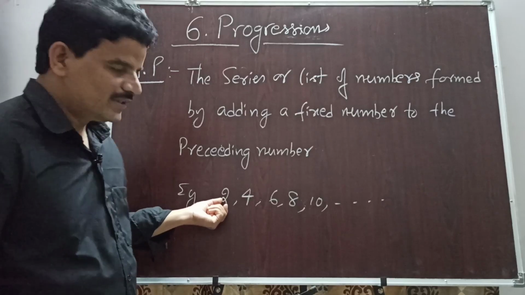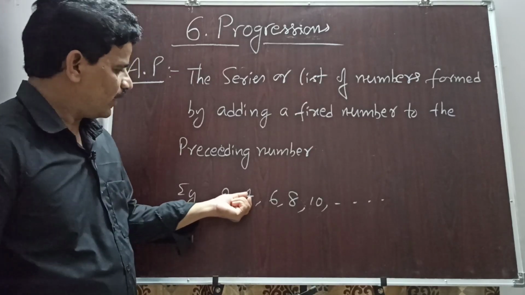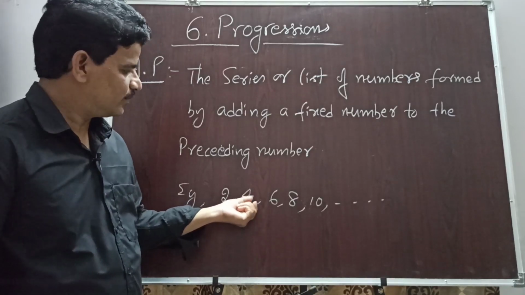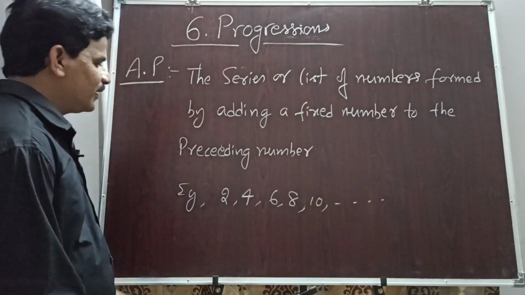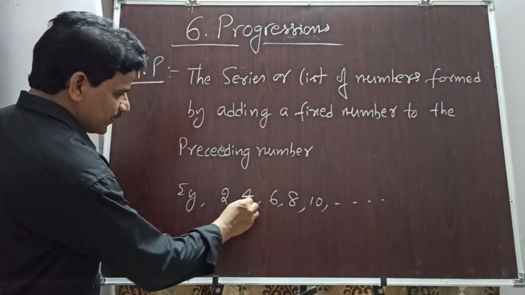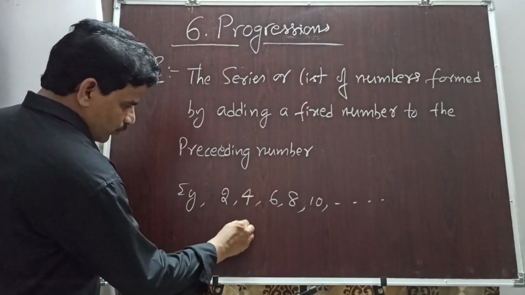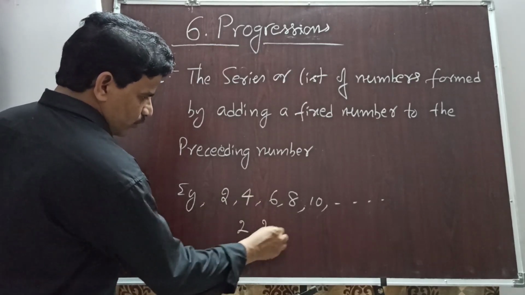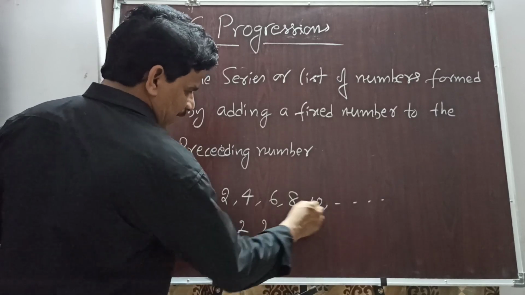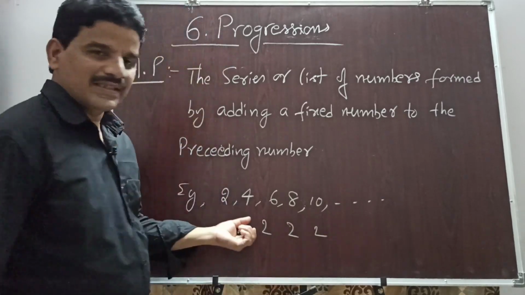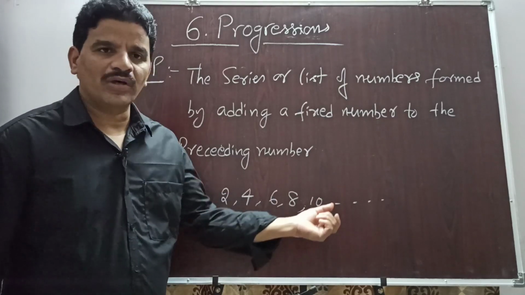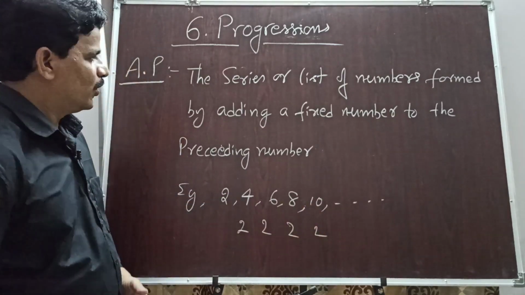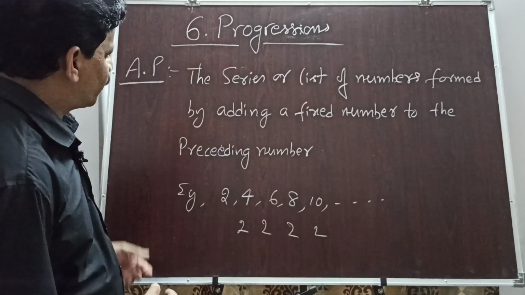So here 2 is called first term, 4 is called second term, 6 is called third term and so on. Here the fixed number is: 4 minus 2 is 2, 6 minus 4 is 2, 8 minus 6 is 2, 10 minus 8 is 2. Means a fixed number 2 is added to each number to get arithmetic progression. So this is the definition of arithmetic progression.